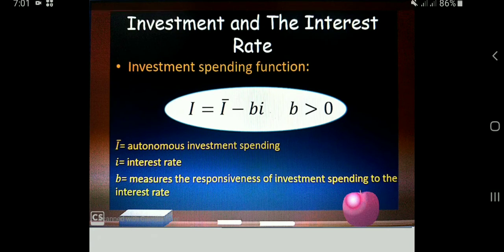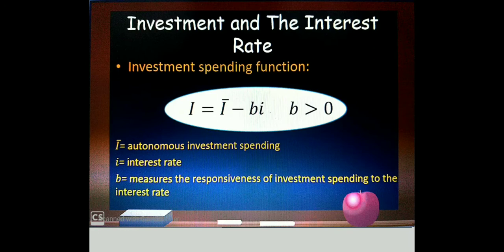Now, this is the investment and interest rate function. As you can see, I is the investment, I bar is the autonomous investment spending, b is the responsiveness of investment spending to the interest rate, and i is the interest rate. The condition is that b is larger than 0.